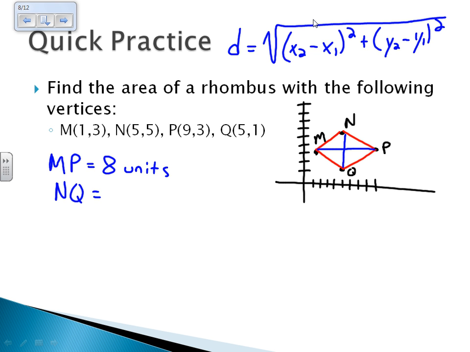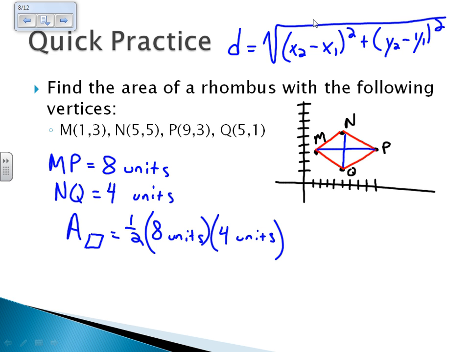How long is MQ? 4 units. Get that by counting. So the area of my... is it a rhombus? Yep. If my rhombus is equal to 1/2 times the diagonals, well, the diagonals are 8 and 4. So it's 8 units times 4 units. Half of 8 is? 4 times 4? 16 square units. Or units squared. Sorry. If you want it, units squared.